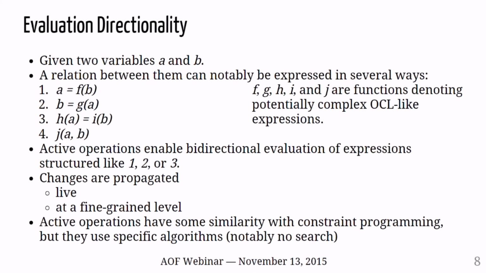So for those of you who know constraint programming or SMT solvers or things like that, it's a bit similar because you can write basically the expression a bit like you like, but active operations use specific algorithms, and notably they do not do search. There is no backtracking, and you are guaranteed to have a result after a small amount of time. But of course, because it cannot do search, it can only propagate changes that have no ambiguity and that do not need to be backtracked.